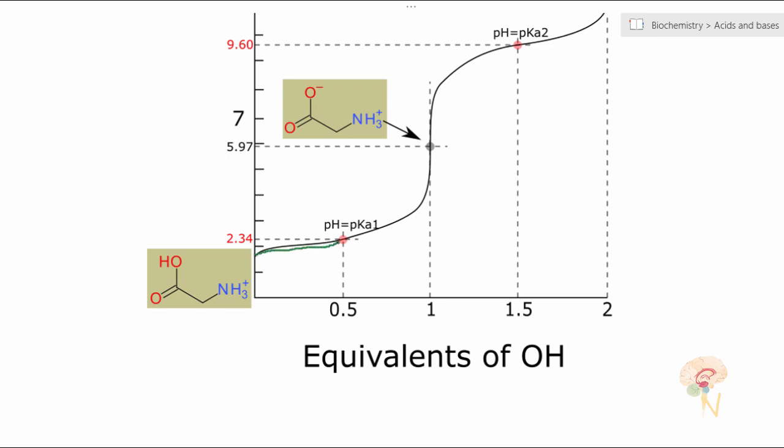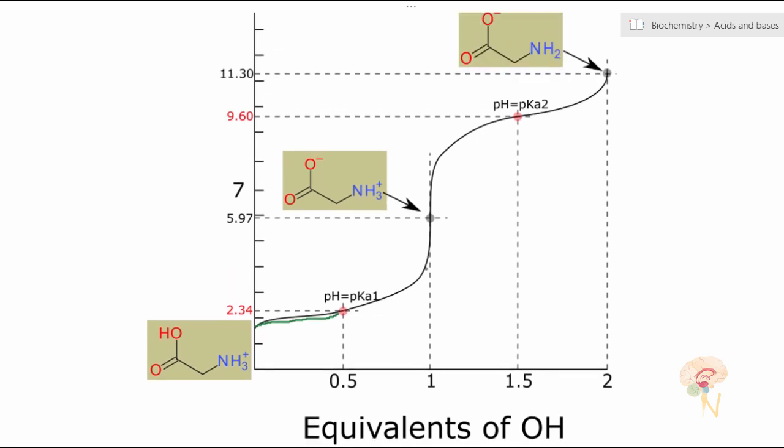Notice here that there is a plateau because here we have a buffering system. Then after we add one equivalent of NaOH, the pH will rise sharply, then again another buffering point, then sharply again. These two points are where the pH equals the pKa's of glycine. Glycine has two pKa's as a diprotic acid.